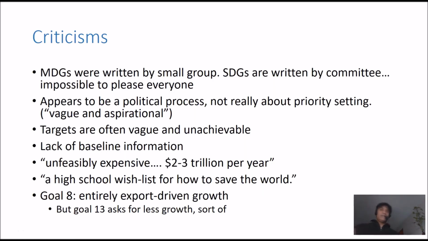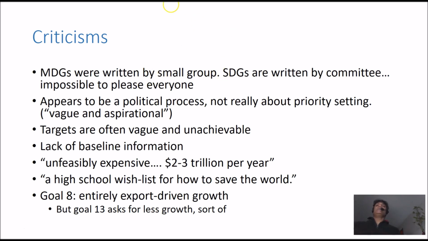So, let's summarize these criticisms. The MDGs are written by a small group. The SDGs are written by a committee. As a result, it's impossible to please everybody if you are making decisions in a committee. Everybody has an agenda and a point of view. You have to accommodate them all. It appears to be a political process and not really a priority-setting process. In other words, the SDGs have been criticized as being vague and aspirational rather than being operational. The targets are vague and unachievable.